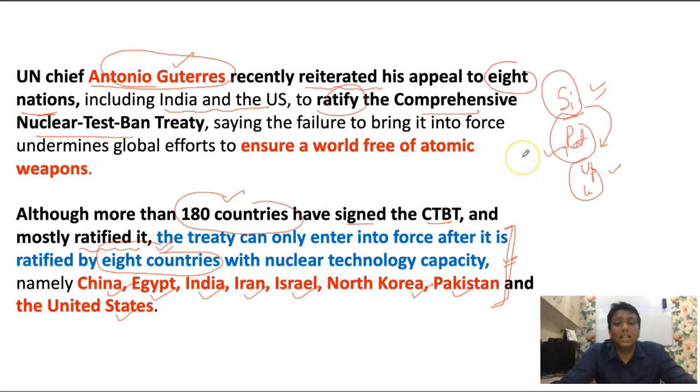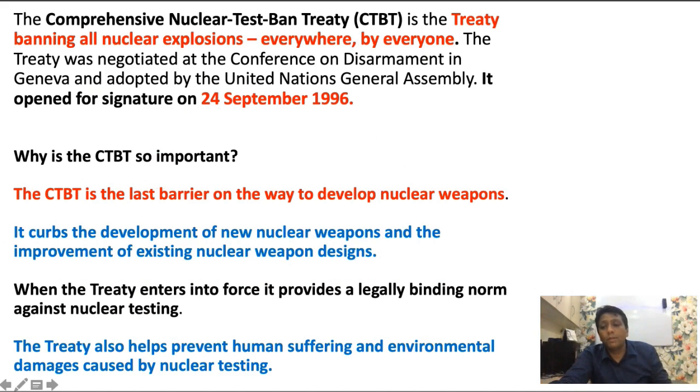So this is the reason, guys, the ratification is a must with the 8 countries. Do you know, guys, what the purpose of CTBT is? The purpose of CTBT is written there. CTBT, the full form, as I told you, is the Comprehensive Nuclear Test Ban Treaty. This treaty totally bans all nuclear explosions everywhere by everyone, and it was signed on 24 September 1996.